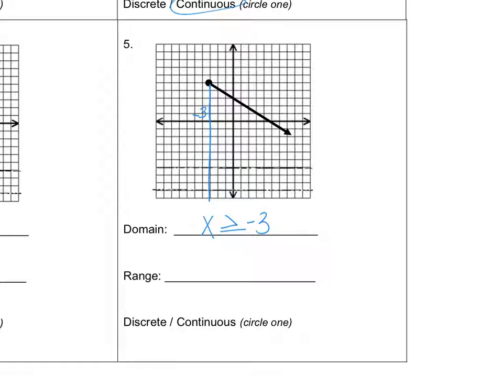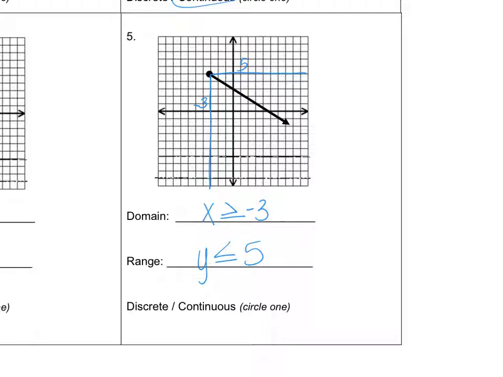Let's look at the range. Again, start at the endpoint and draw a line all the way across to see where it crosses the y-axis. Here we can see it crosses where y is at +5. So my range, those are the y values. I'm starting at 5, and is my graph above or below the line at 5? It is below, so y is going to be less than 5. And since it's a closed circle, it's going to be less than or equal to 5.